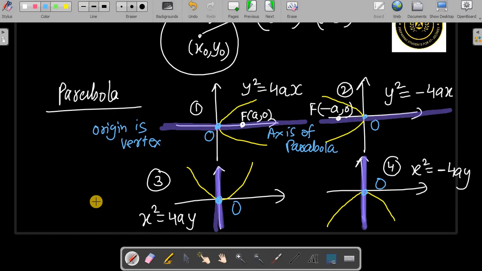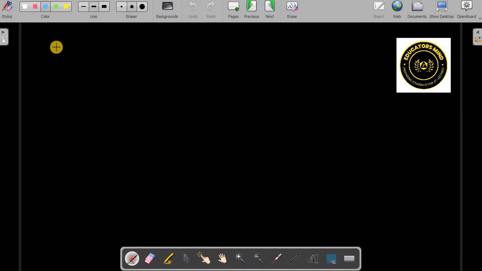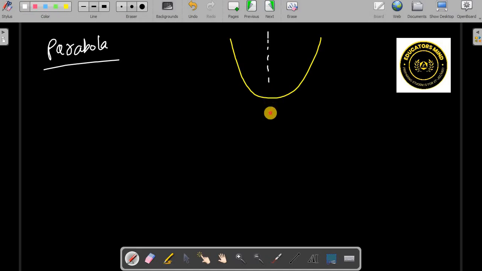But there can be more general equations where the axis may be parallel to the x-axis or the y-axis. In such a case, we have to go for a different type of equation. Now let's say, in case of a parabola, you take, for example, this is how a parabola is, and this is the axis, parallel to the y-axis, and it is bending upward.